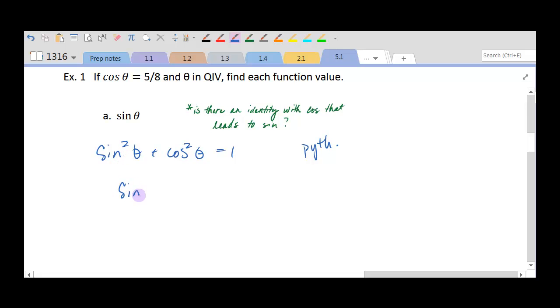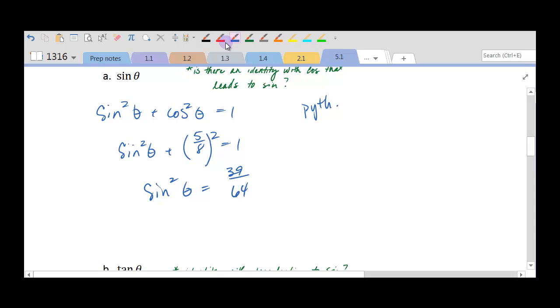So let's go ahead and substitute in sine squared theta plus 5/8 squared is equal to 1. Solving for sine squared theta, I'm going to square this fraction and subtract it from 1 using my calculator. So sine squared theta is equal to 39 over 64. Since I'm solving for just sine theta, I'm going to take the square root of both sides. And when I do that, I find that sine theta is the square root of 39 over the square root of 64, which is 8. Now before I leave this answer, since I'm taking the square root, I want to check. I know that theta was in quadrant 4, so sine needs to be negative in quadrant 4.